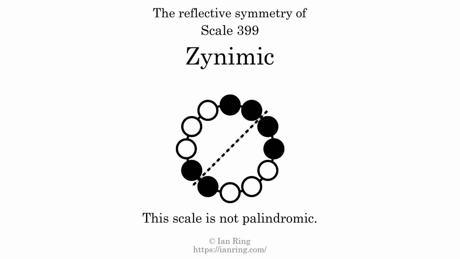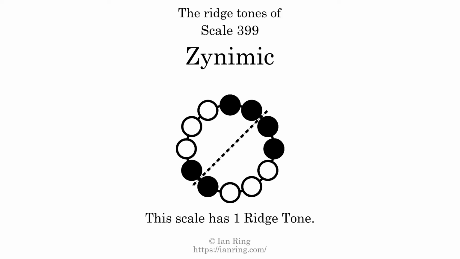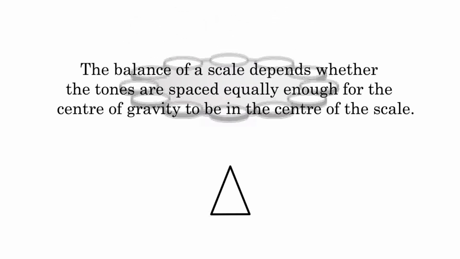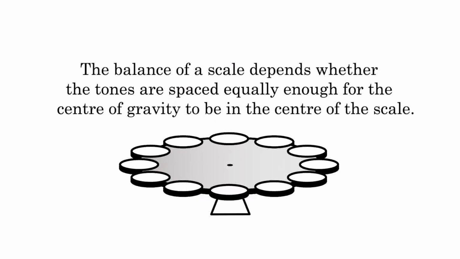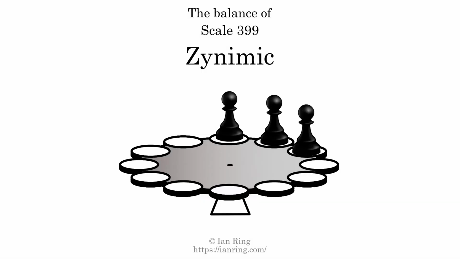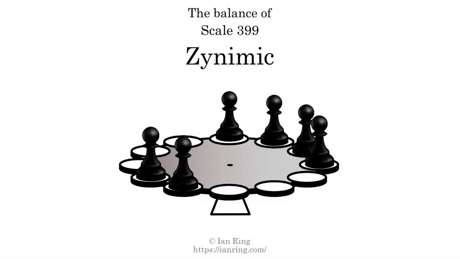This scale has reflective symmetry across an axis positioned 1.5 semitones from the root. This scale has a different pattern of intervals ascending and descending, so it is not palindromic. This scale has 1 ridge tone. Here, the balance of a scale depends whether the tones are spaced equally enough for the center of gravity to be in the center of the scale. This scale is not balanced.